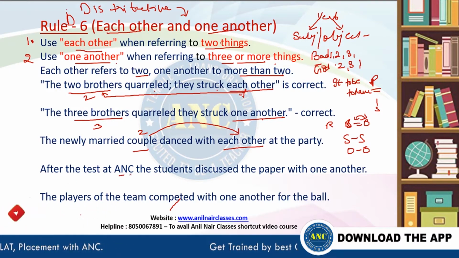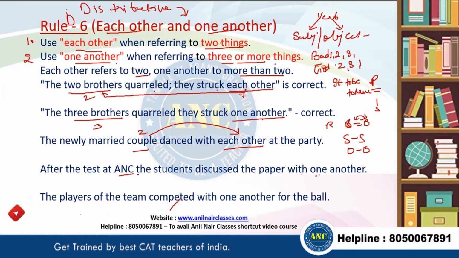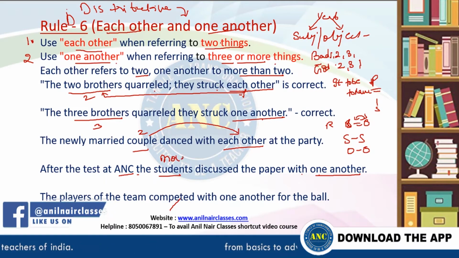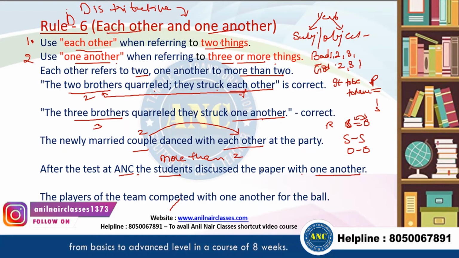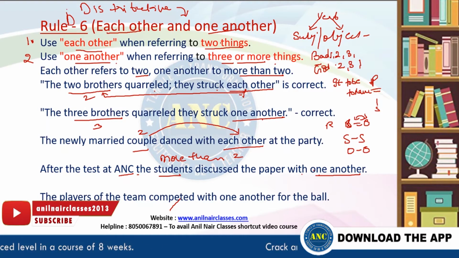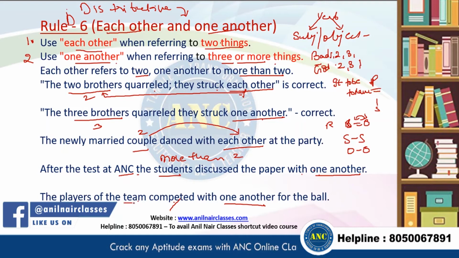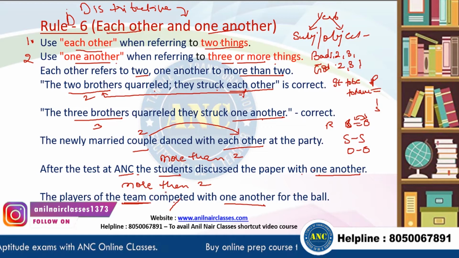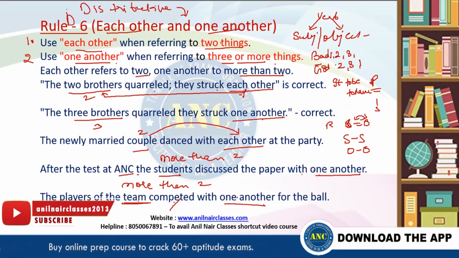After the test at the classes, the students discussed the paper with one another. Now here we are talking about students. There are more than 2. That means more than 2 students are there. So all those students have discussed the paper with one another. Clear? The next one. The players of the team competed with one another. So in a team definitely we have more than 2. So when more than 2 are there, then we will use one another. If only 2 are there, we'll use each other.